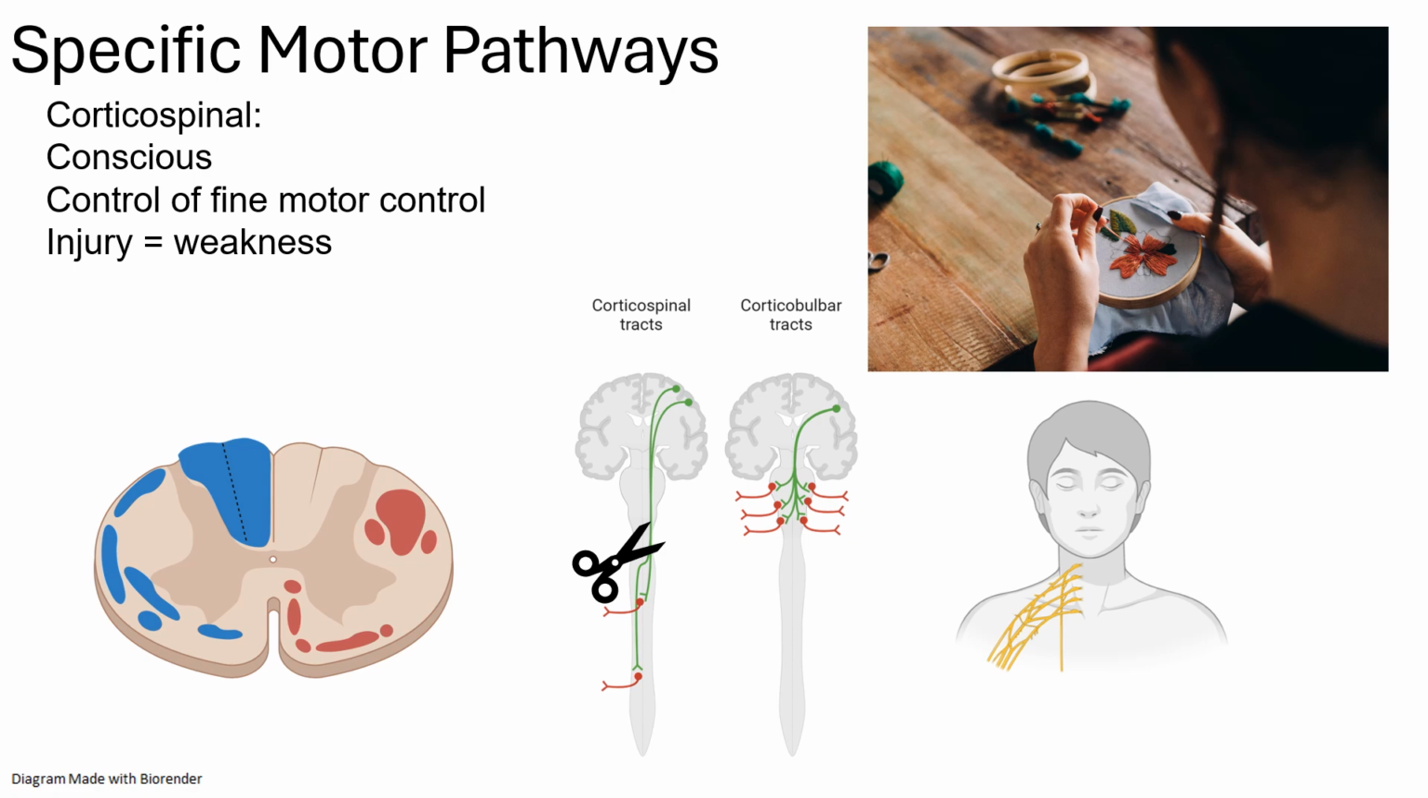I have a picture of someone doing embroidery, which requires fine motor skills of the hands. And because this type of information is conscious information, I know that it's controlling skeletal muscle. And so therefore, the red, or the lower motor neurons, all connect to skeletal muscle at a neuromuscular junction.